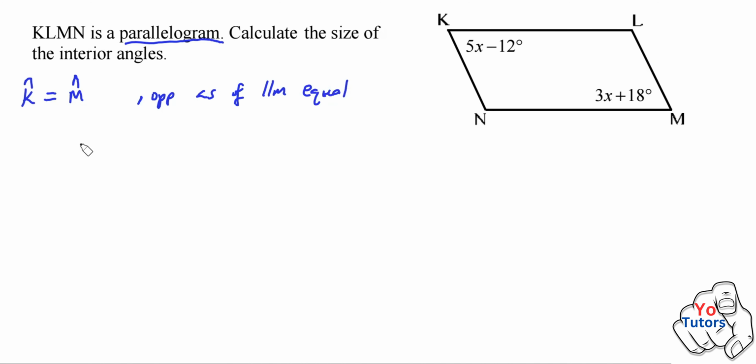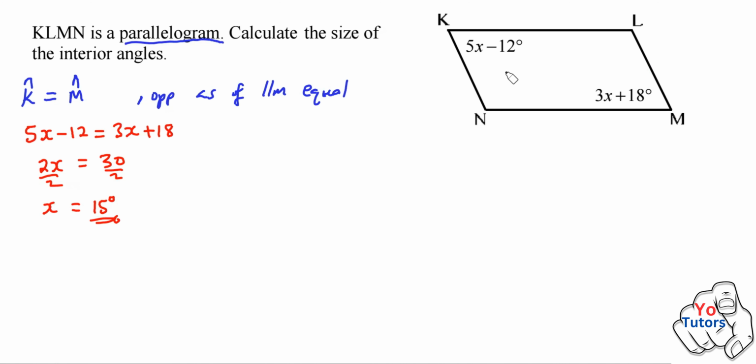Then using that information, we can say 5x minus 12 should be equal to 3x plus 18. Now we solve this algebra. Here 5x minus 3x is going to give us 2x. Then we take the 12 to that side, which gives us 30. Then we have 2x equals 30, so x is going to be equal to 15.